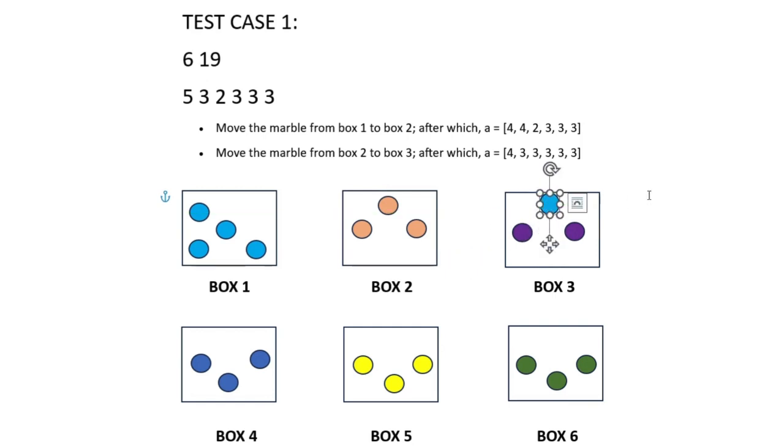After moving the marble from box 2 to box 3, again the number of marbles in box 2 reduces by 1 and in box 3 it increases by 1. Now here the non-increasing arrangement is satisfied with the minimum number of moves, that is 2.